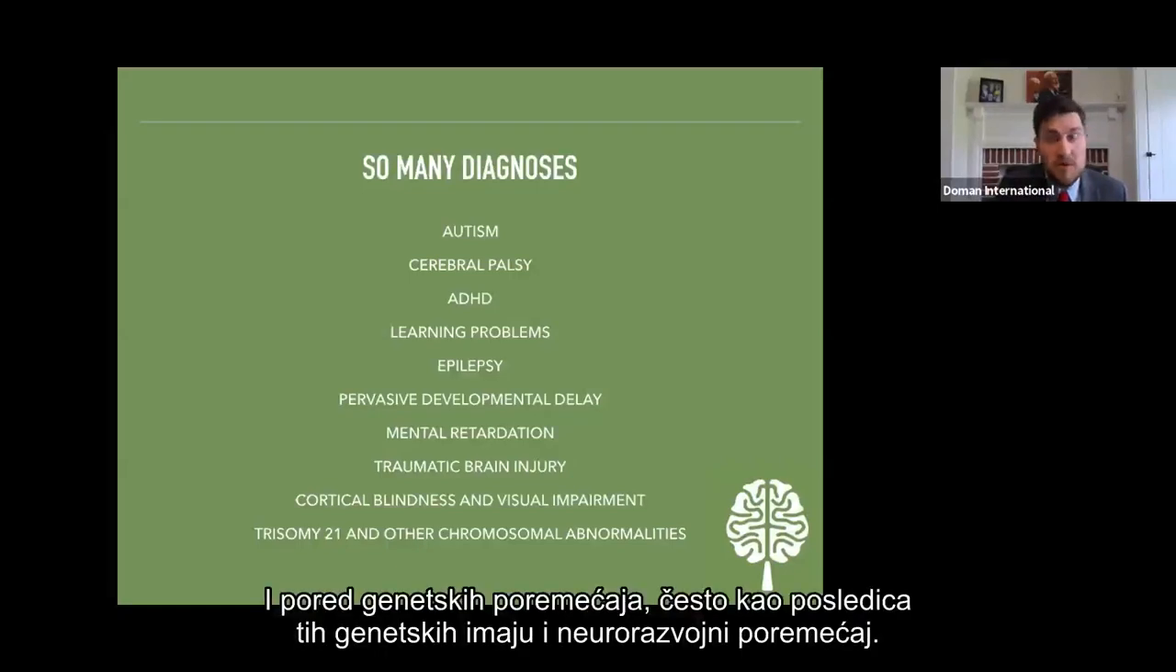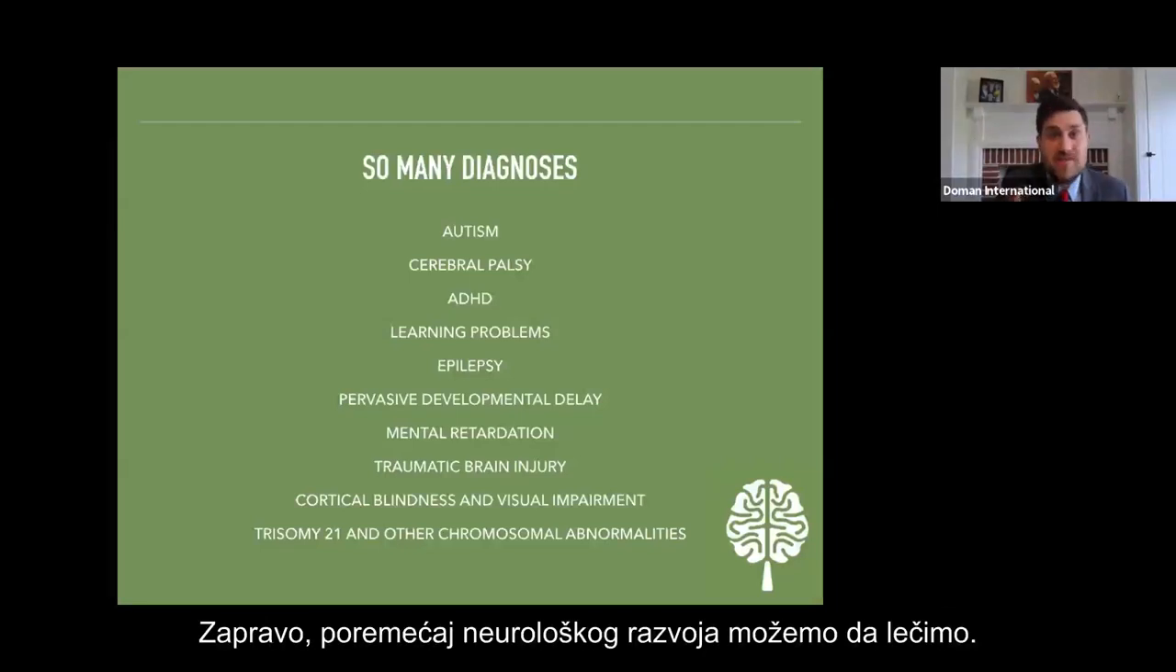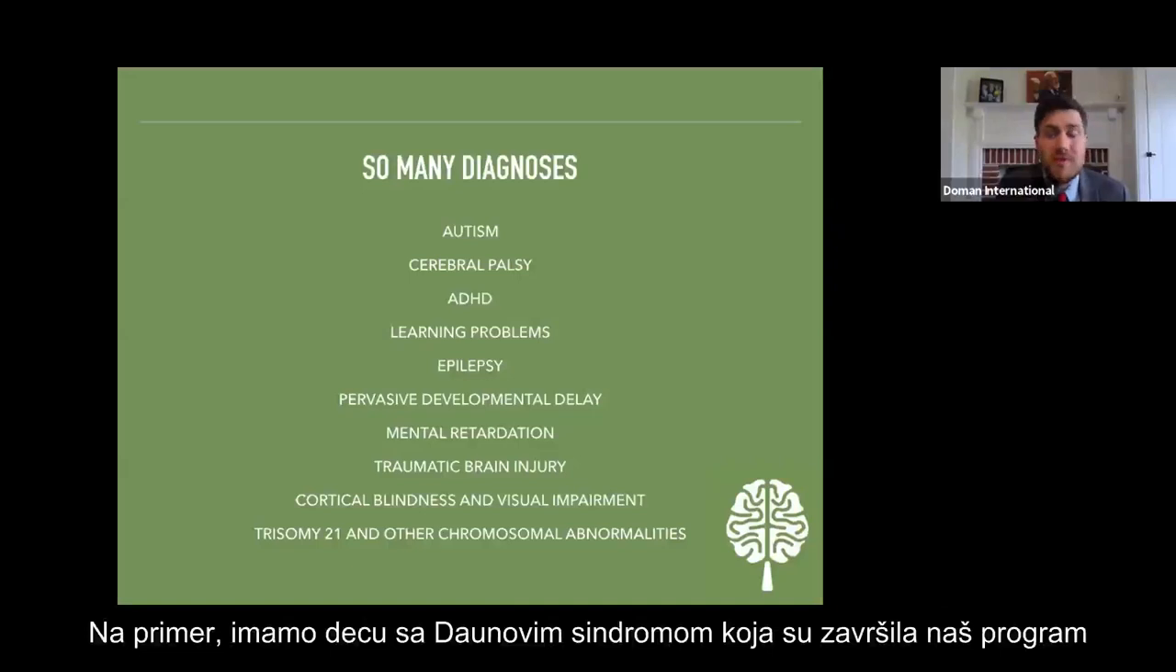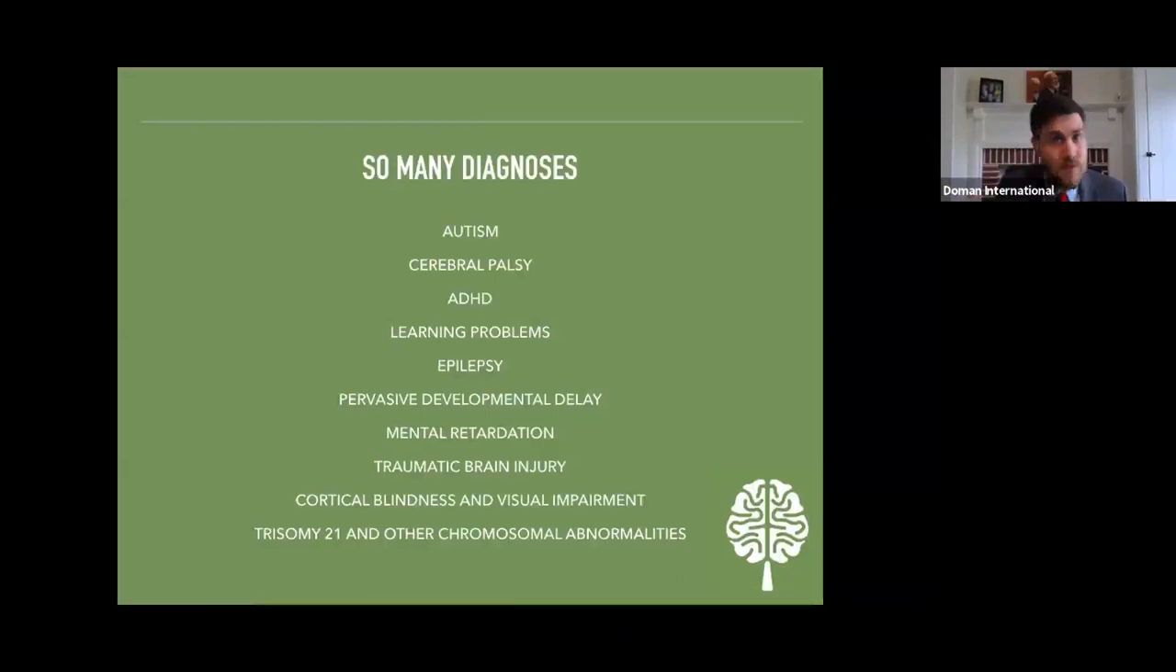It seems remarkable to many. But while children might have genetic disorders, very often, as a consequence of the genetic disorder, they also have a neurodevelopmental condition. And here's the thing, we can treat their neurodevelopmental condition. So for example, we have children with Down syndrome who have graduated from our program and gone on to get master's degrees. Children with Down syndrome are widely regarded as being mentally retarded throughout the whole world.